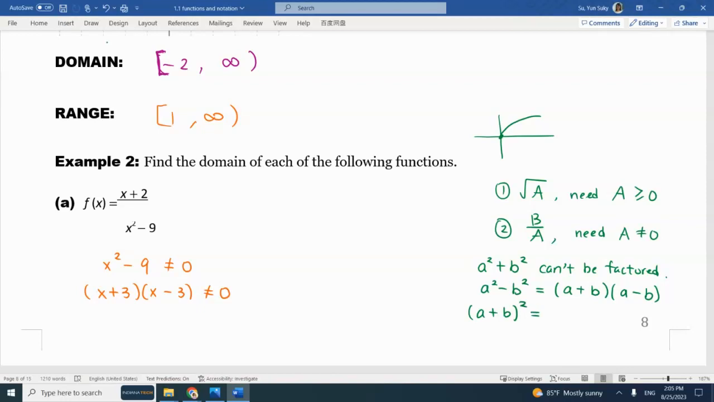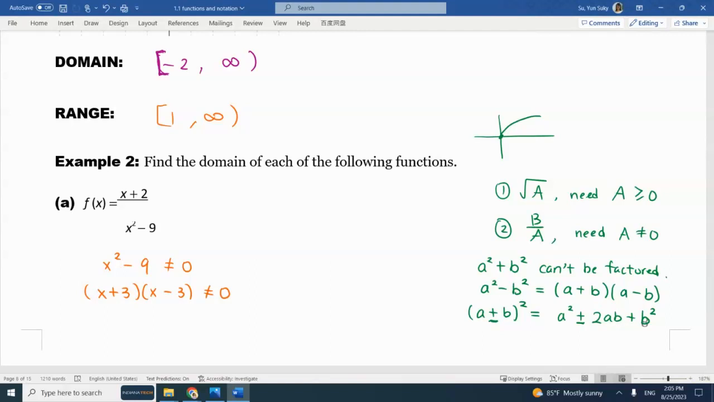And how about completing the square? a plus b squared is a squared plus 2ab plus b squared. Do you remember that, everybody? And if you have a minus b squared, that is a squared minus 2ab plus b squared. So here, this is how we factor: x squared minus 9 is like 3 squared, so we have x plus 3 times x minus 3.